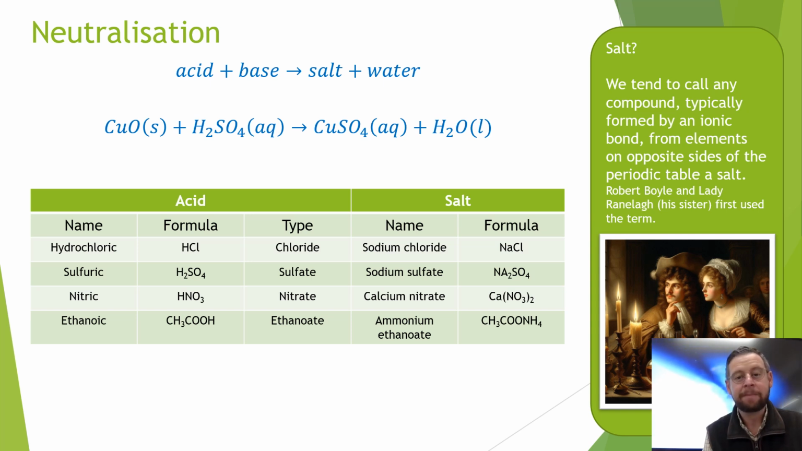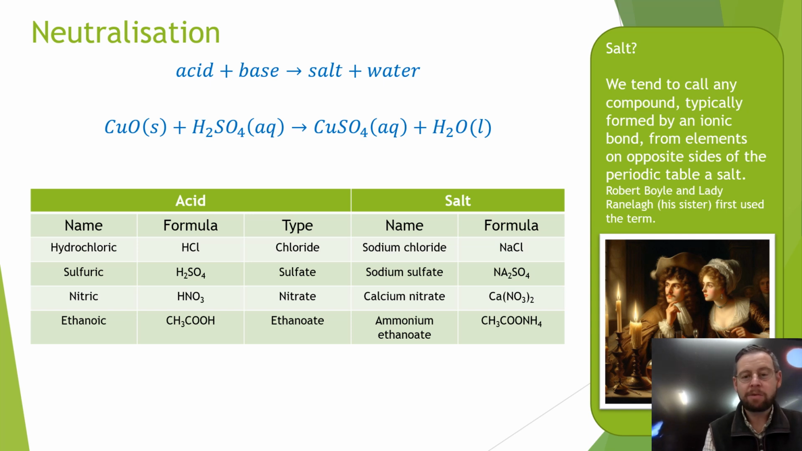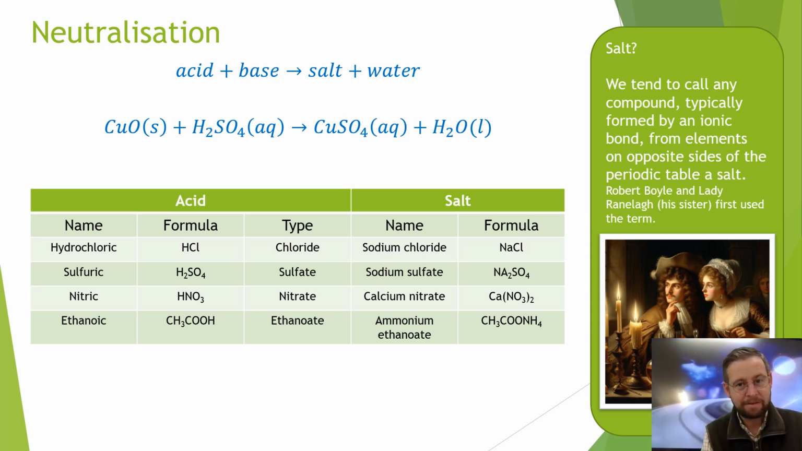Acid plus base gives salt plus water. And here is an example below. We've got copper oxide added to sulfuric acid, and it's producing copper sulfate and water. And so the key thing is there's a real clue in the name. The salt, quite often, is composed of a metal from the left-hand side of the periodic table, normally, and a polyatomic ion, a mixture of things most likely from the right-hand side of the periodic table.